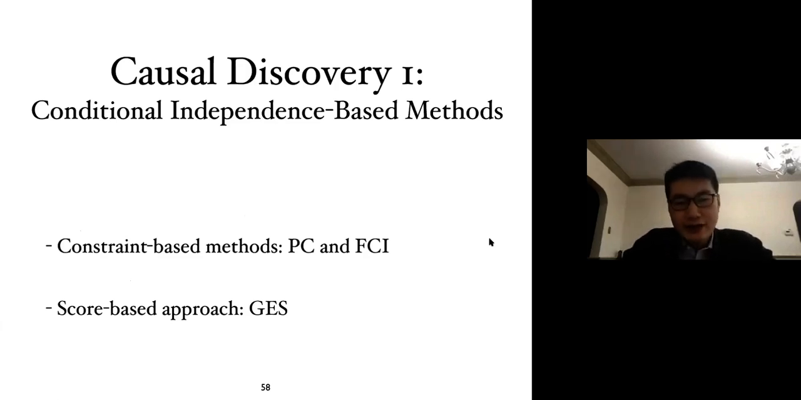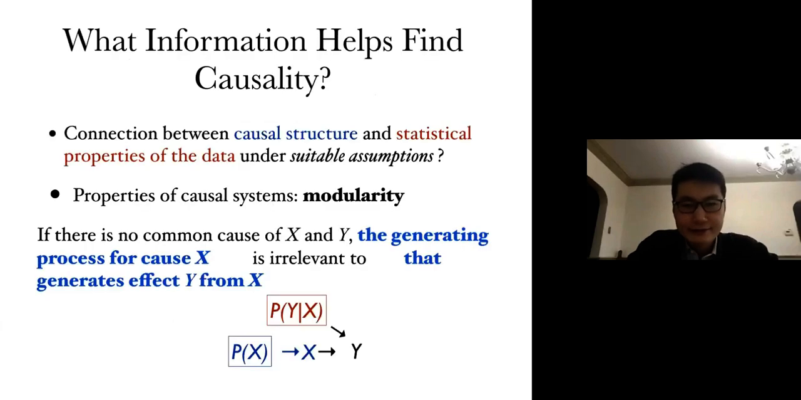Traditional causal discovery methods fall into 2 categories. One is called constraint-based methods, and the other is called score-based methods. Later, you will see why we call them constraint-based and score-based. So in order to discover causal structure, or in some cases a causal model, from statistical data or observational data, we have to establish the connection between causal structure and the statistical properties of the data, right?